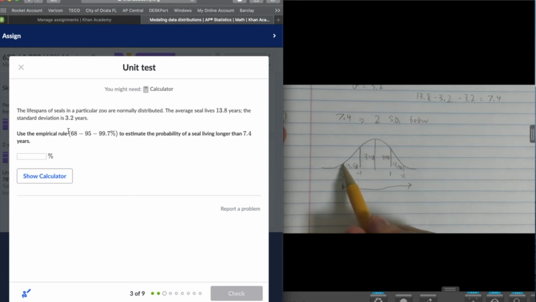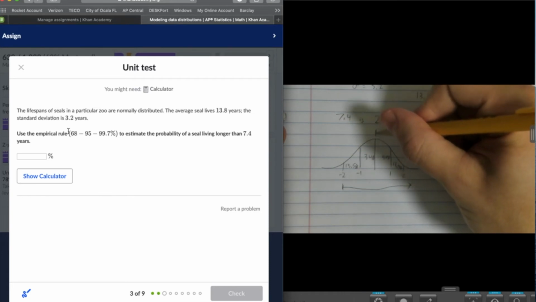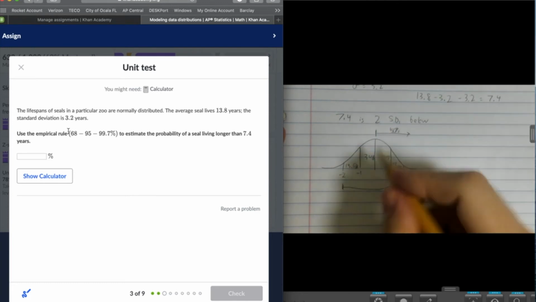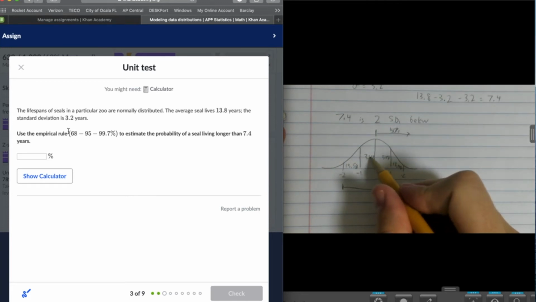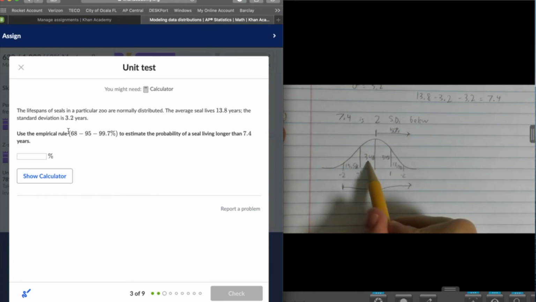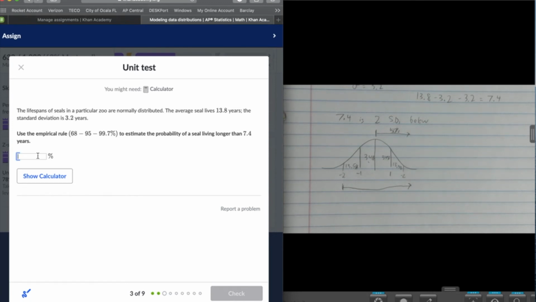So if we're at -2 and we want to know how much more, here's all we have to do. We have to remember that from the middle to the right, there's going to be 50%. And then we also have this additional 34 and this 13.5. And so when you add the 50% above the middle, this 34% and this 13.5%, you're going to get, I believe, 97.5%.